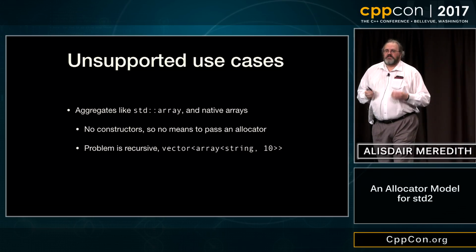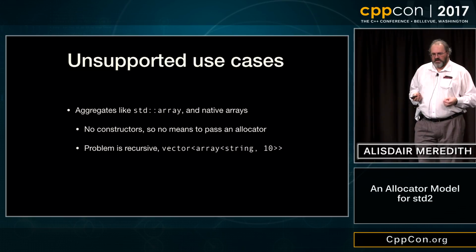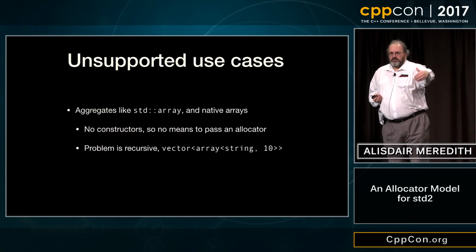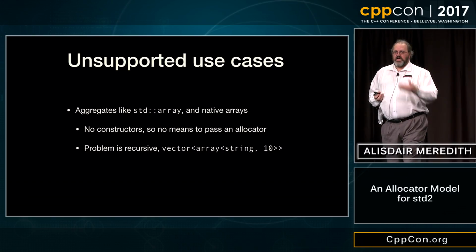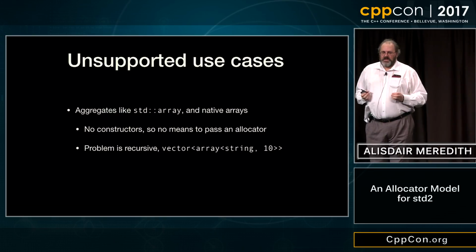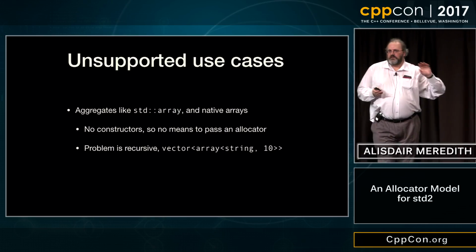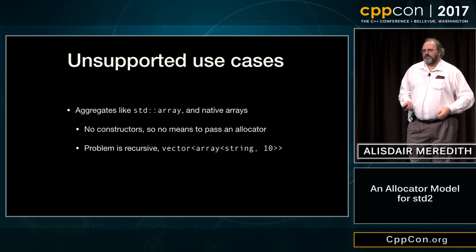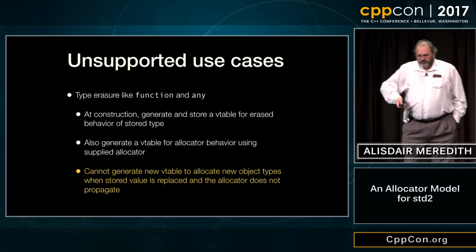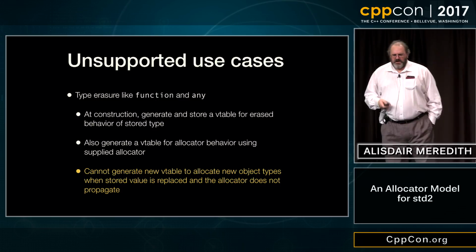We hit other problem cases like std::array and other aggregates, where because they don't have constructors, I don't have the ability to give them an allocator even if I want to. The same is true for a native array, so an array of strings. And that problem goes down a level. So if I've got a vector of array of strings, I can pass my vector its allocator. That can't pass down to the array, so the array can't pass it down to the strings in the vector. So there are these holes that we really want to try to fill. And again, there was a problem with type erasing allocators in type erasing objects like function and any.